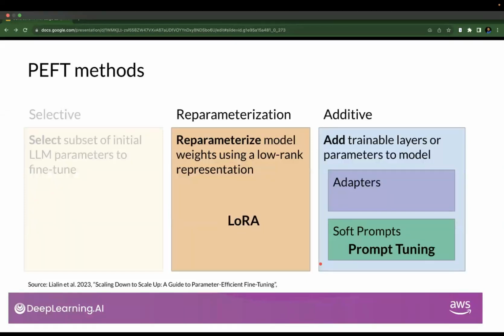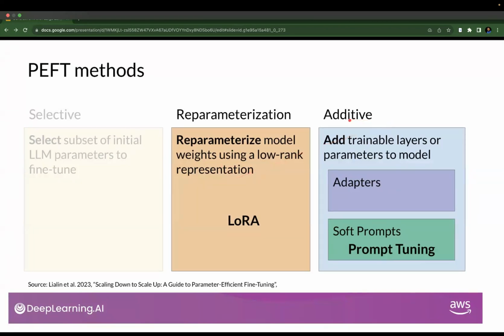Before that, there are different methods of parameter efficient fine tuning: selective, reparameterization, and additive. In the selective method, you just choose the initial LLM parameters to fine tune, and the course does not cover this. However, the course does cover LoRA, which is the reparameterization technique, where we use a low rank pair of matrices to fine tune an LLM for your task. We are going to look at it quite soon.